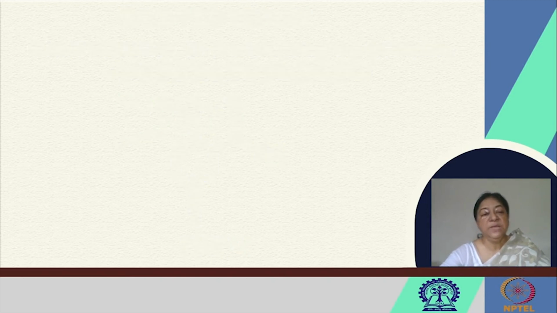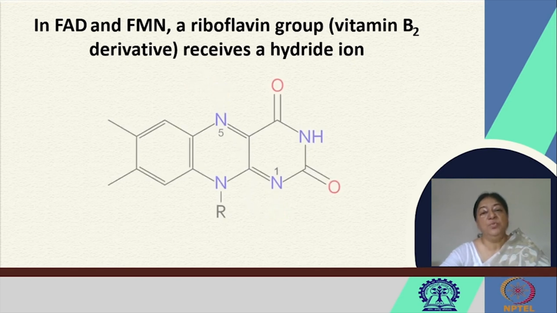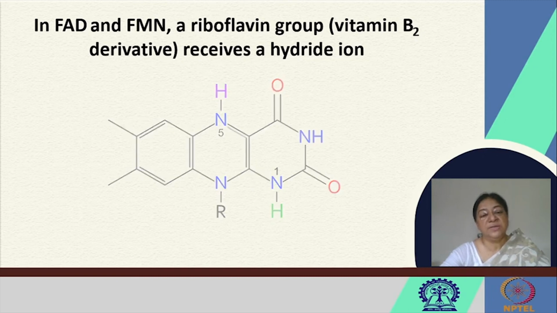molecule. Similarly, if we look at another example, we have FAD and FMN, with the riboflavin group, which is a vitamin B2 derivative. This also receives a hydride ion in an oxidoreductase example.